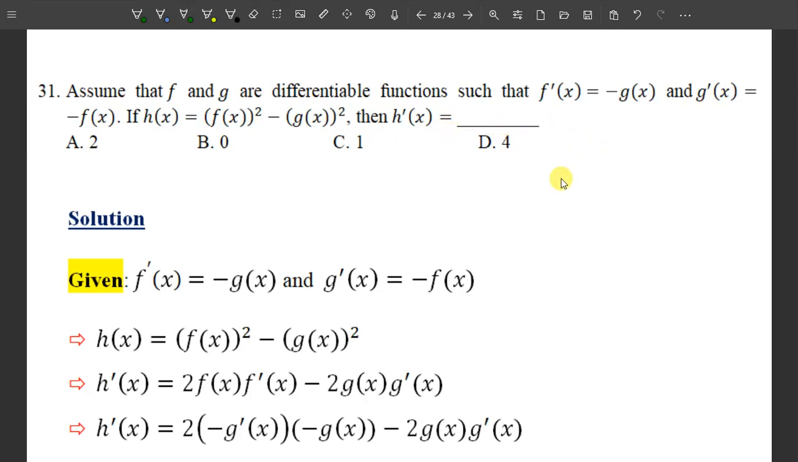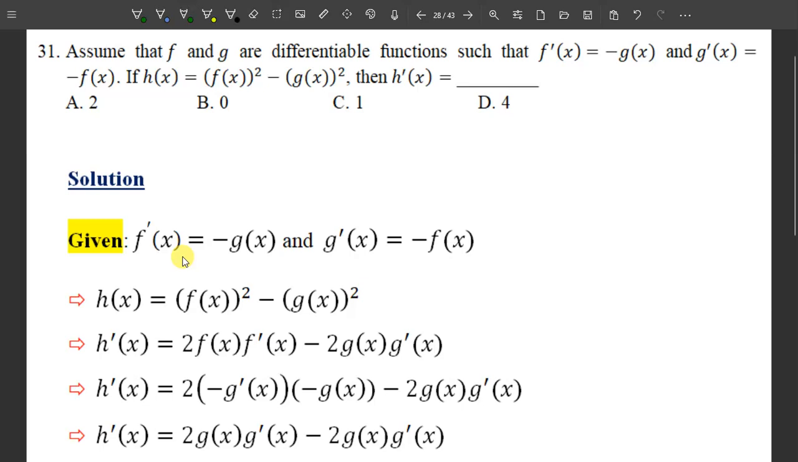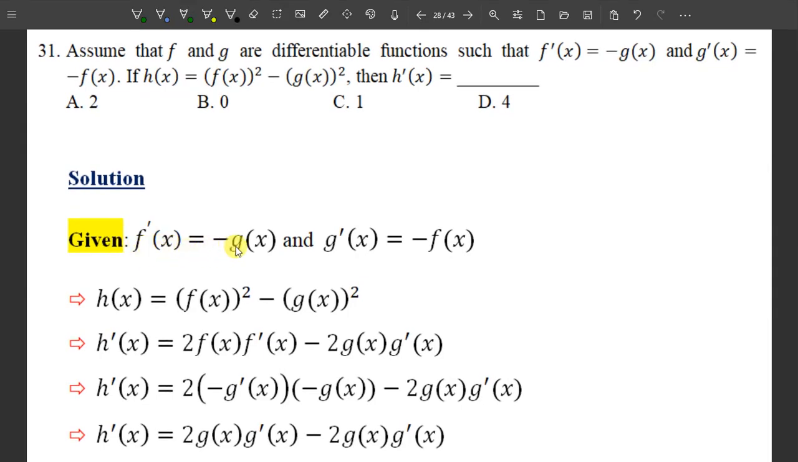Now, what we have to do is begin by differentiating both sides of this expression. But first, let us collect what is given in the question. The givens are f prime of x is equal to minus g of x, and also g prime of x is equal to minus f of x. What is required? It is h prime of x.